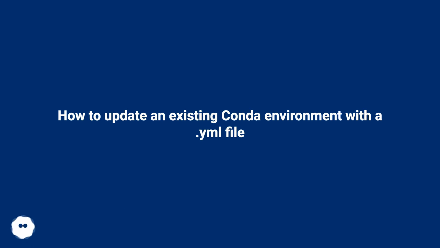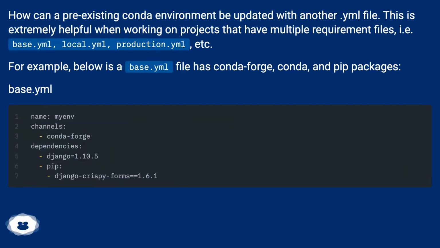How to update an existing Conda environment with a .yml file. How can a pre-existing Conda environment be updated with another .yml file? This is extremely helpful when working on projects that have multiple requirement files, i.e. base.yml, local.yml, production.yml, etc. For example, below is a base.yml file that has Conda Forge, Conda, and pip packages.